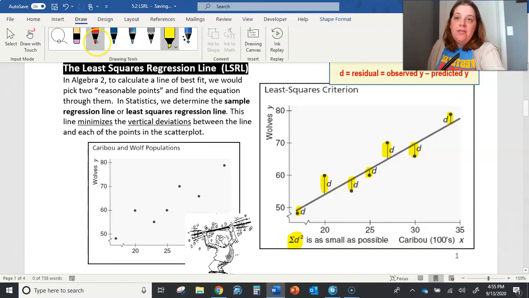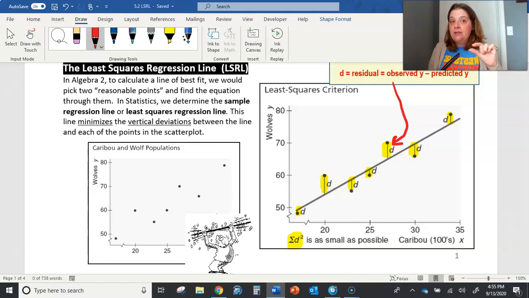Okay, now these little differences right here, these little d's, are called residuals, and we're going to talk about those again in section 5.3. The residual value is the actual difference between what we observed the y value to be versus what we predicted the y value to be.